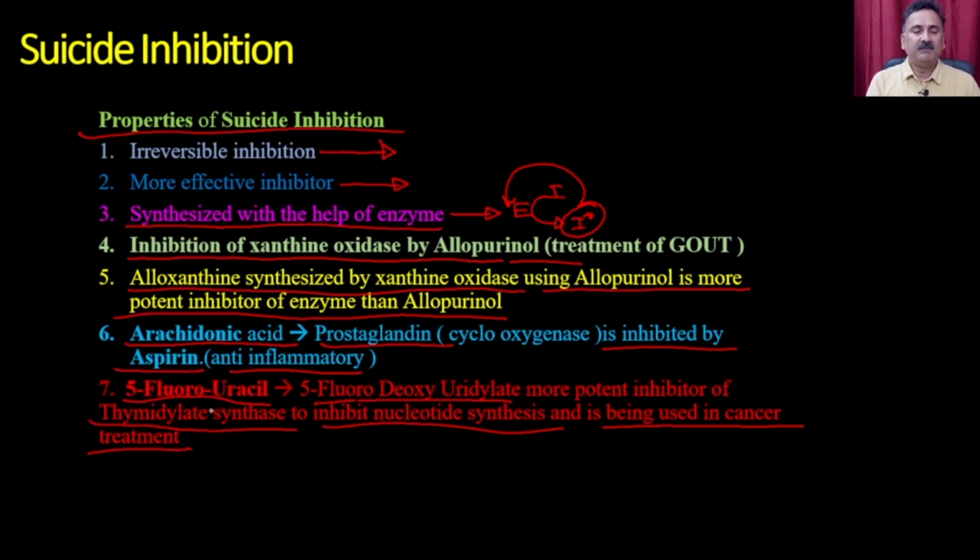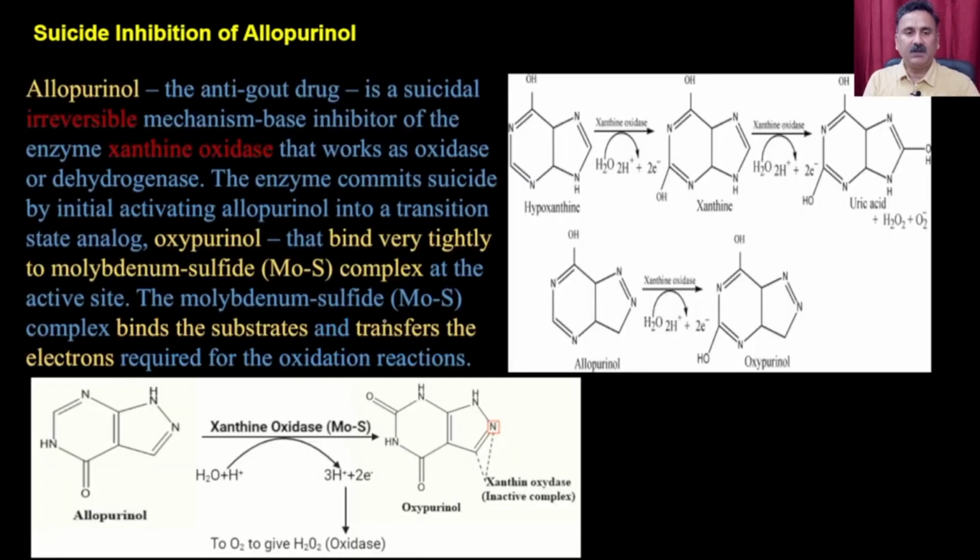So 5-fluorouracil is an anti-cancer drug. So let's take an example of some of these mechanisms. The first example is allopurinol. Allopurinol is a drug for gout, right? Gout, you know that gout is a disease of the joints, right?